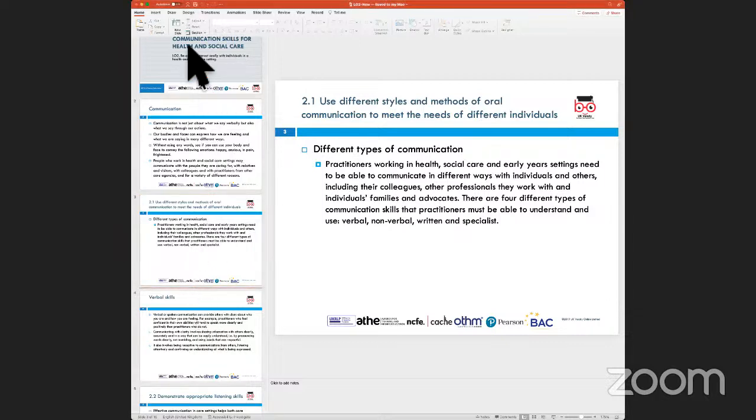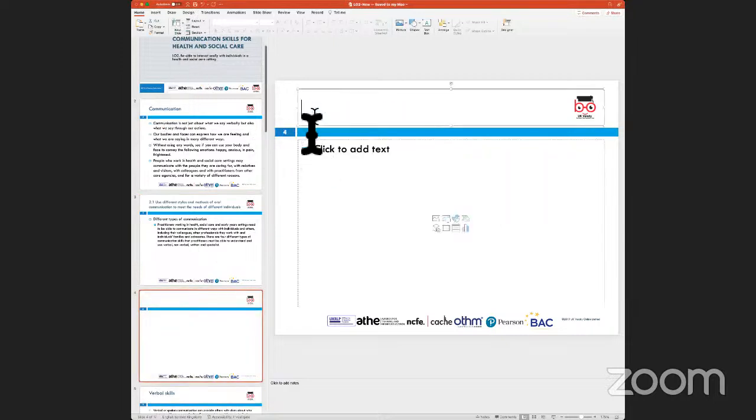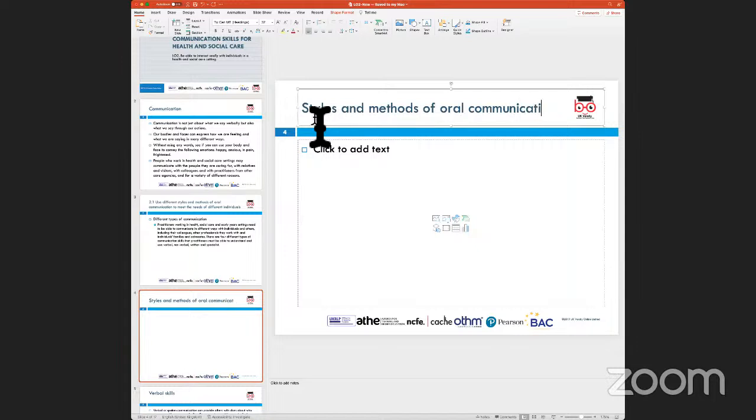So if I just put a slide here and I say, styles and methods of oral communication. If I put this across, what I would want to do essentially would be to talk about various styles and methods through which we can actually communicate orally.